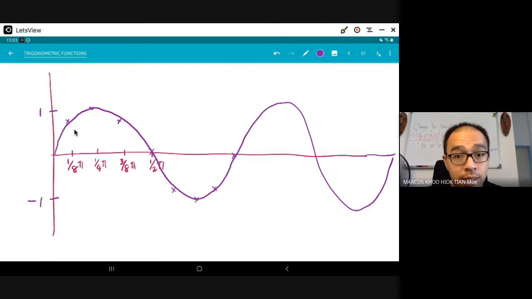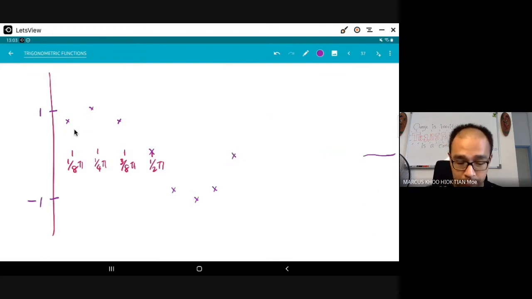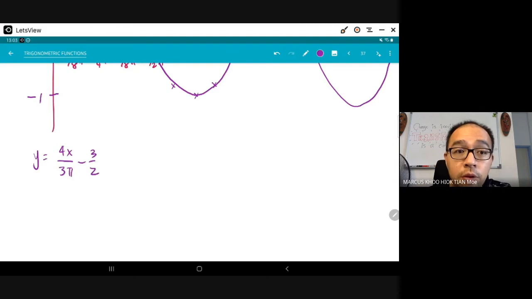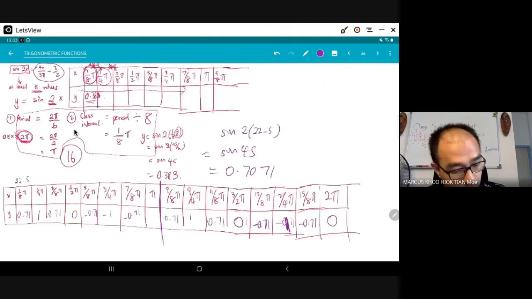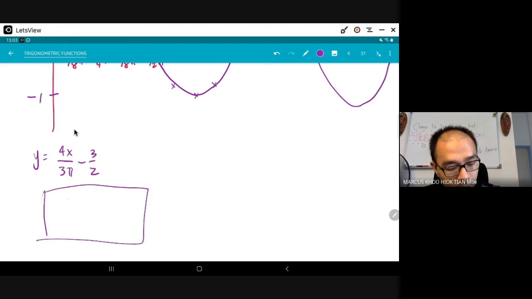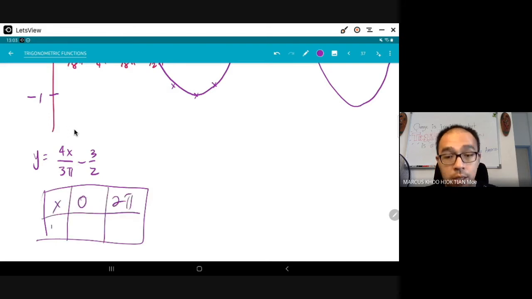And how did we do this the last time? y equals 4x over 3 pi minus 3 over 2. Okay, so how do we do this? We use the two most extreme values. So in the past we had x equals 0 and 2 pi, and then we replace them.